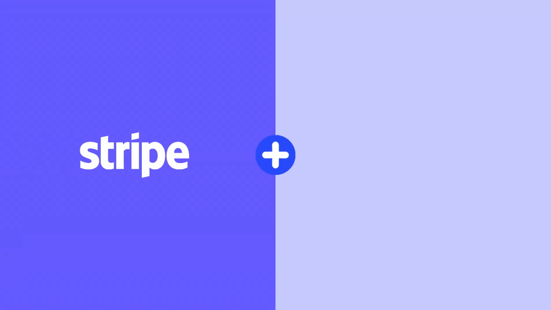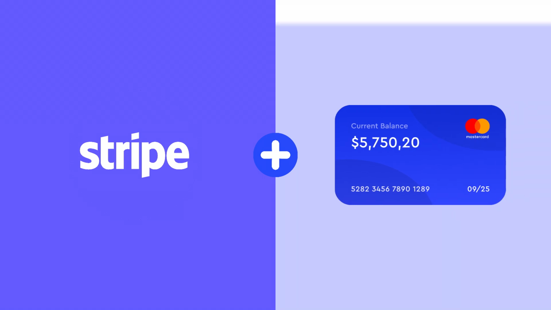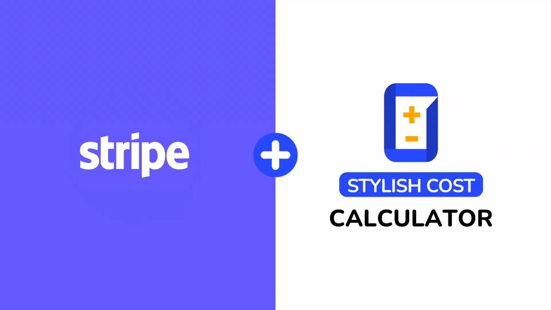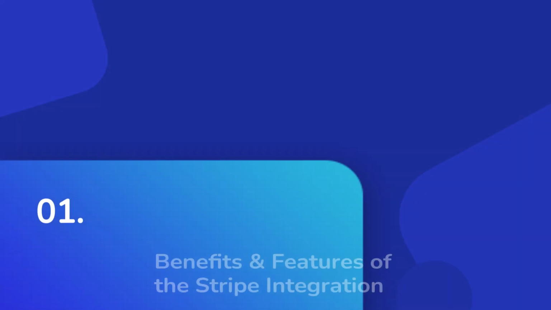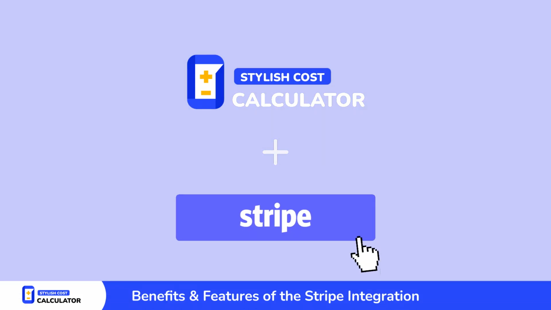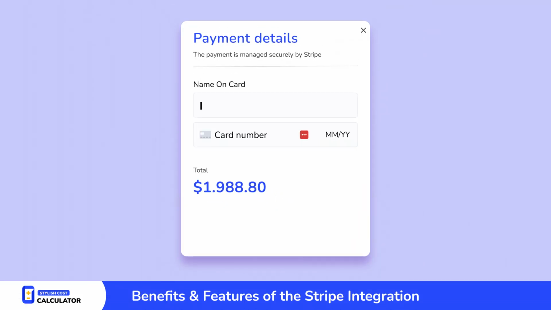Stripe is a tool that helps you take payments online. When we connect it to our calculator, it makes selling things super easy. Using Stripe with our Stylish Cost Calculator is super cool.